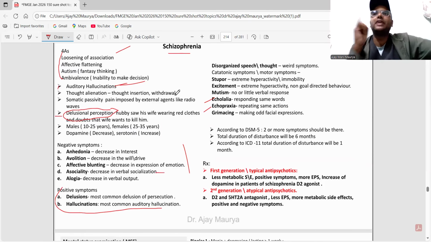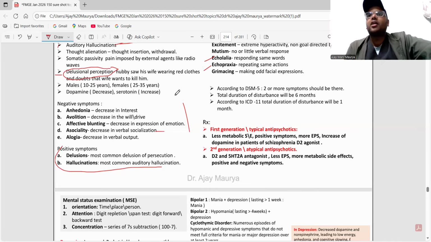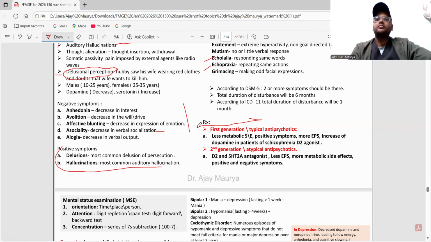But these are important: the positive symptoms and negative symptoms are very important. Remember. Treatment, what we have to do, we will give antipsychotics. We have the atypical and the typical antipsychotics. Remember, the first generation are called the typical antipsychotics.